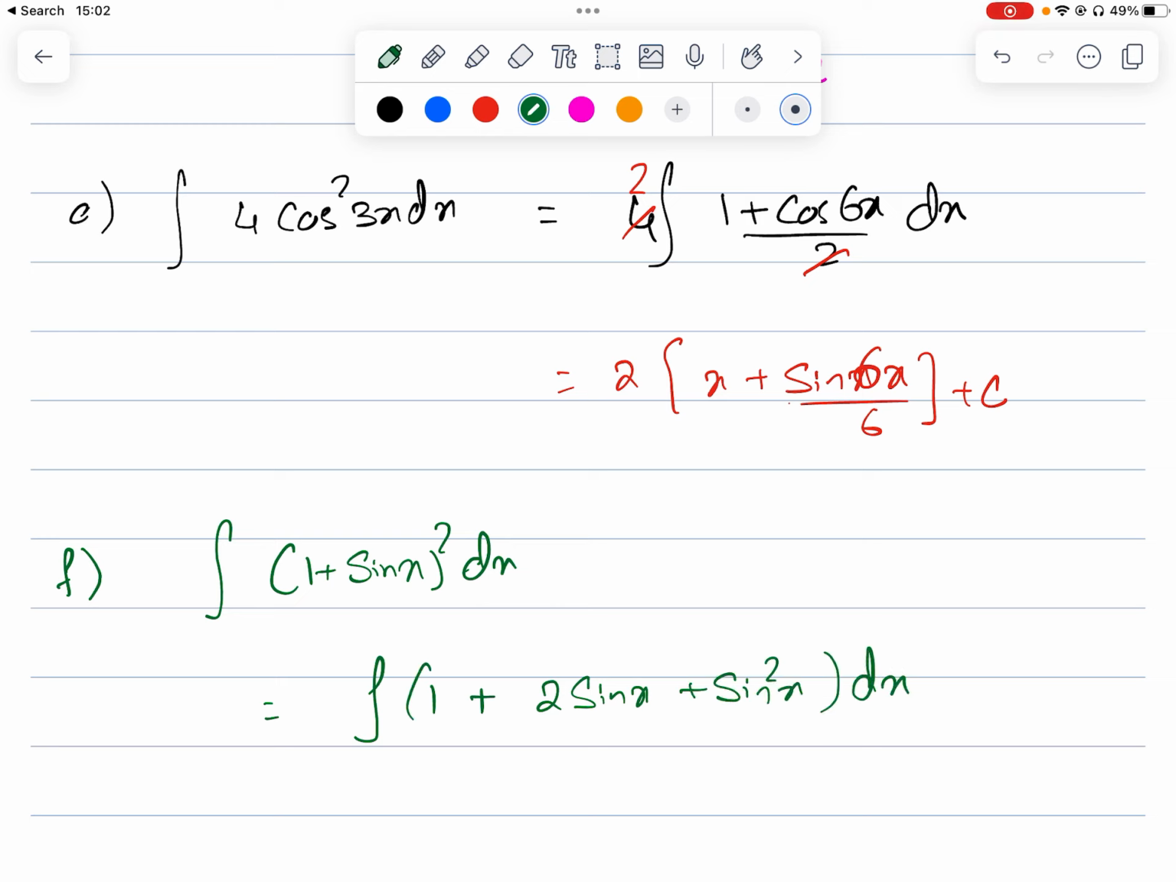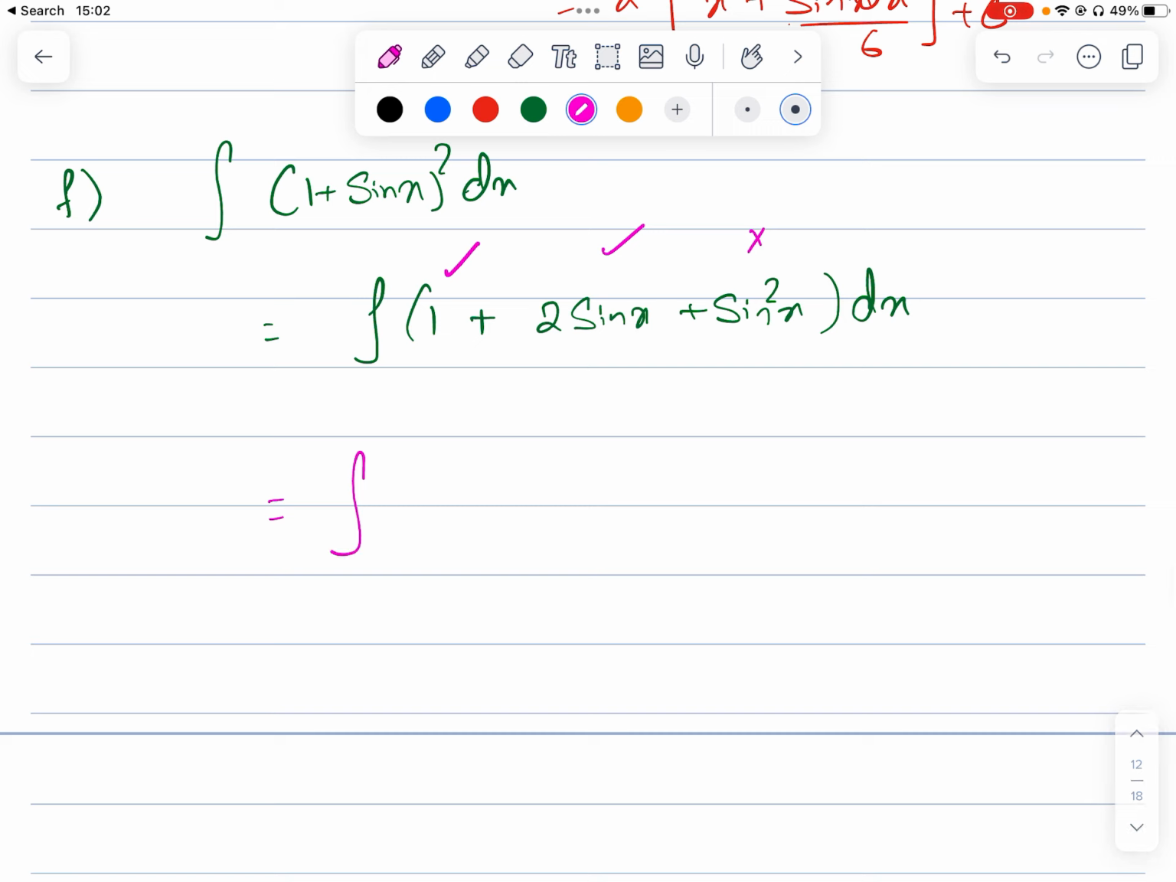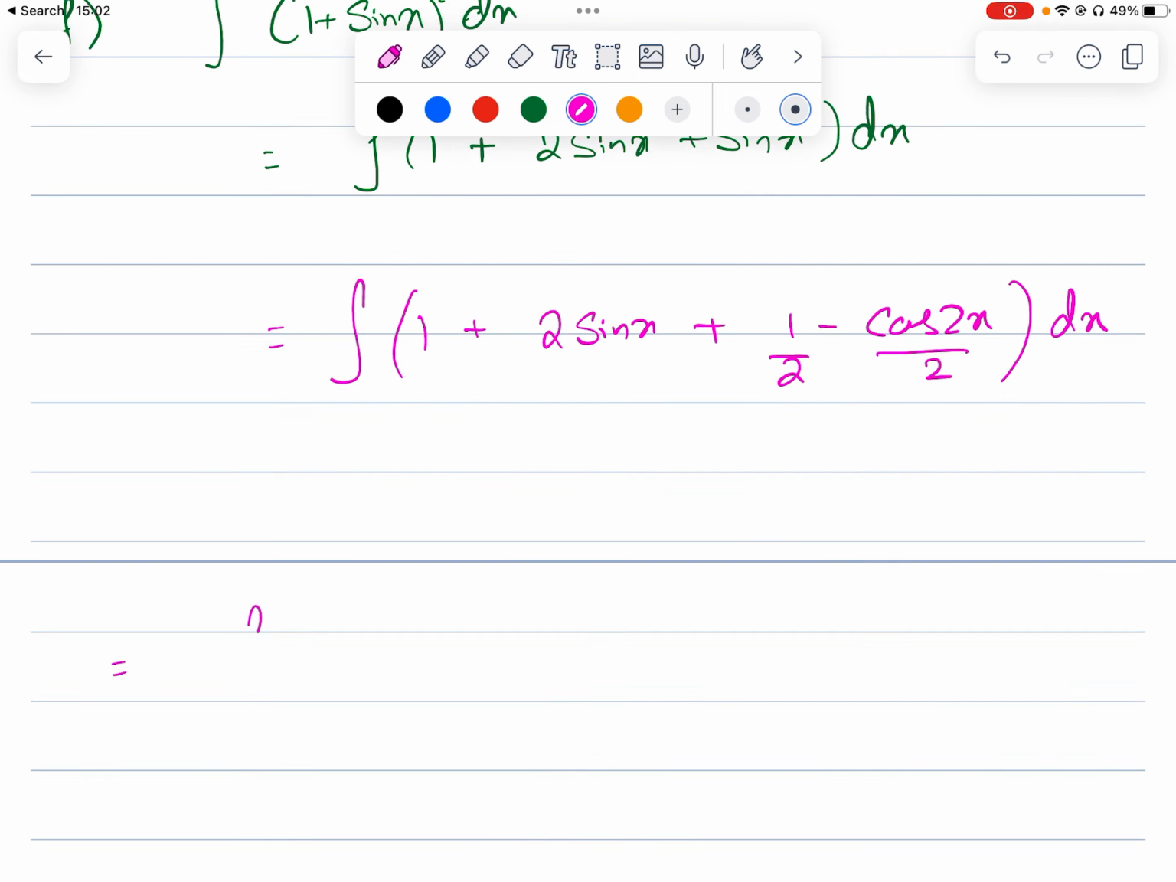Sin square, so 1 has an integral, 2 sin x has an integral, but sin square x, there is no formula for that. So what am I going to do? I am going to retain 1 as it is, 2 sin x as it is. Sin square x can be written as 1 minus cos 2x whole divided by 2. So just divide by 2 separately. So that 1 plus 1 upon 2 becomes 3 upon 2. So integral of 3 upon 2 plus 2 sin x minus 1 upon 2 cos 2x dx.